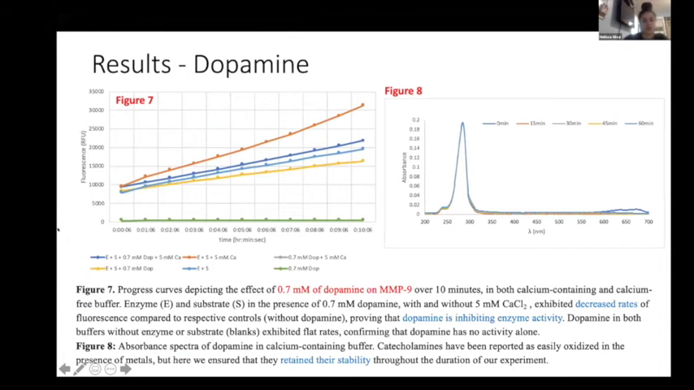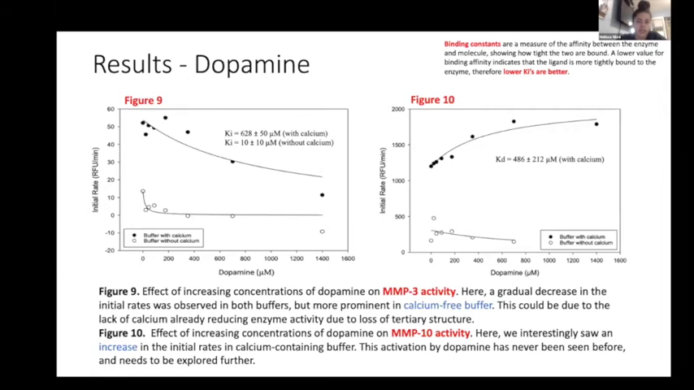Then these are the results for dopamine. Figure 7 again shows the progress curves, indicating that dopamine inhibits enzyme activity. And figure 8 shows that dopamine is stable. Figure 9 shows the effect of increasing concentrations of dopamine on MMP3 activity, where a gradual decrease in the initial rates was observed in both buffers, but more prominent in calcium-free buffer. This could be due to the lack of calcium already reducing enzyme activity due to the loss of tertiary structure.